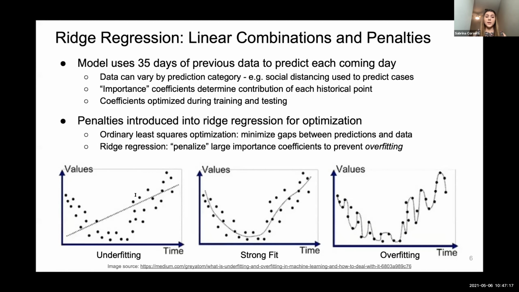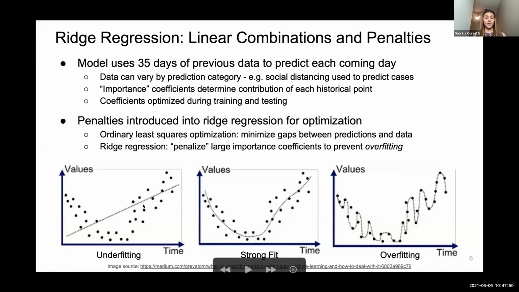In addition, the penalties introduced into ridge regression help us optimize the model. In ordinary least squares optimization, what we want to do is simply minimize the gaps between predictions and data during the training phase of our model. However, in ridge regression, we introduce something called a penalty to help penalize large importances being assigned to specific points. And this helps us prevent overfitting, which is a phenomenon best exemplified by this image at the bottom here.